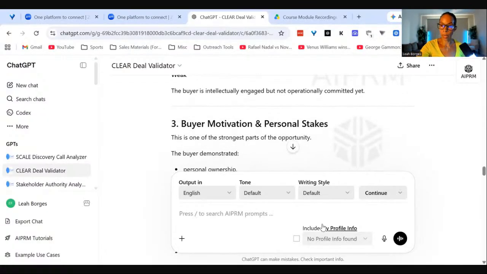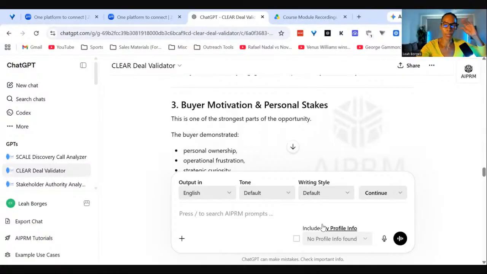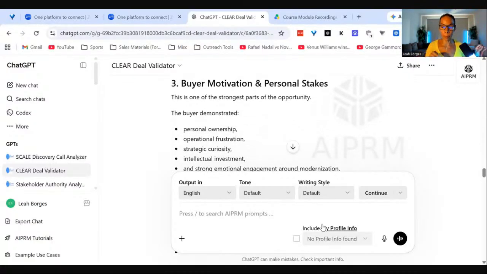So here's another area that I programmed into the GPT, and this is super important, right? Because most of our buying decisions are made on an emotional basis. I don't care what you're selling or what you're buying. It could be widgets, it could be manufacturing equipment, it could be technology, software, consulting, whatever. Buyer motivation and personal stakes.